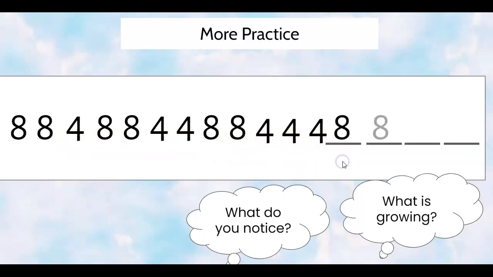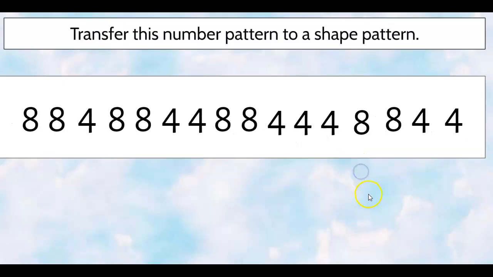8 8, 4 4. And we don't have any more room. So if we were to have more room, we would have 4 of the number 4s. Whew, numbers make it tricky sometimes.